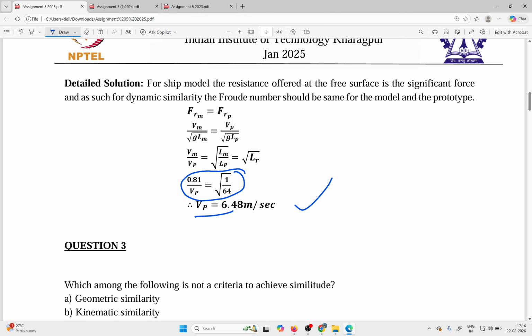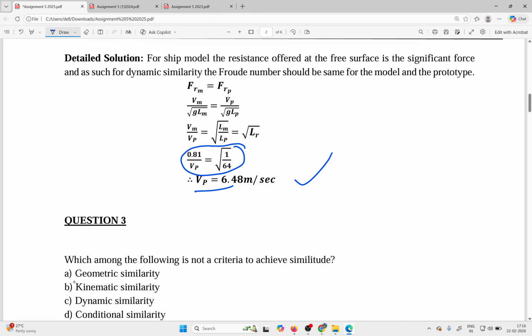Question number 3, very important. This question number 3 is linked with the previous one, which I have discussed also. Let us check whether you know or not. Which among the following is not a criteria to achieve similitude? Option A, symmetry similarity; B, kinematic similarity; C, dynamic similarity; D, conditional similarity.